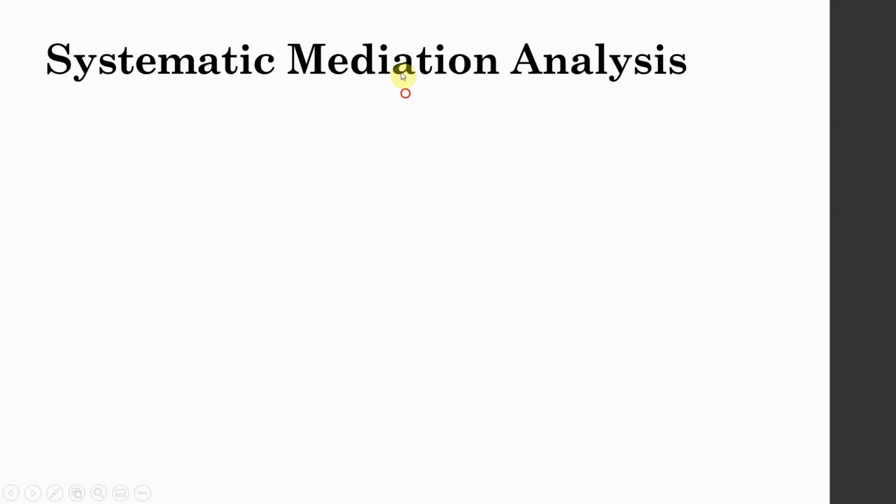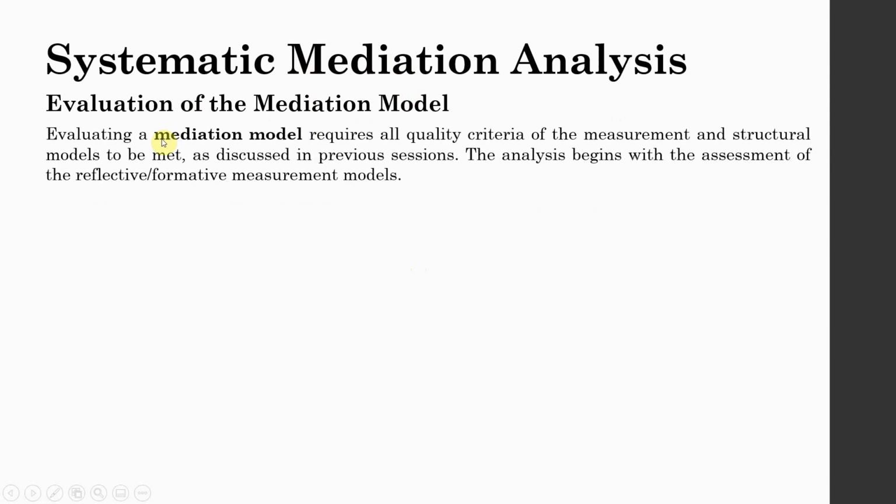Systematic mediation analysis. Evaluation of the mediation model. Evaluating a mediation model requires all quality criteria of measurement and structural models to be met. As discussed in the previous sessions, the analysis begins with the assessment of the reflective and formative measurement model. Before you assess the mediation role of the mediating variable, you need to evaluate your measurement model, whether it's reflective or formative, as we've done in previous sessions.